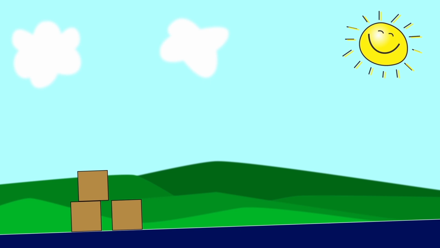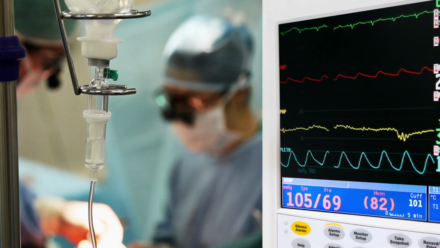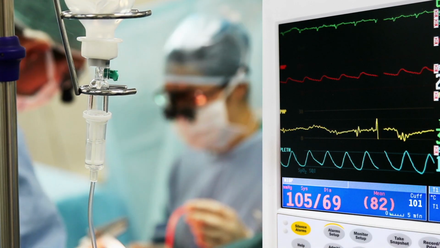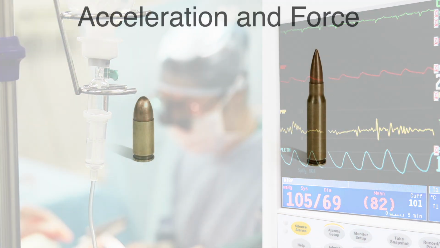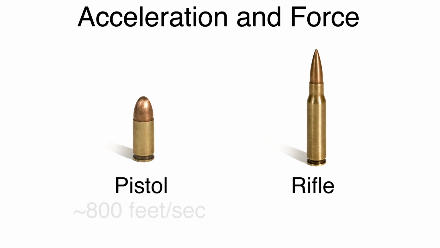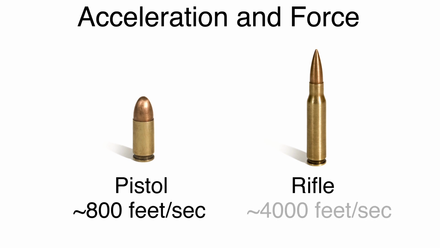So what does this mean for us? Well, if you've ever worked trauma, then you know that there is a big difference between a gunshot wound from a pistol and a gunshot wound from a rifle. Even though the rifle may have a smaller projectile, the massive increase in acceleration means that it can produce a tremendous amount of tissue damage due to the increased force it exerts.